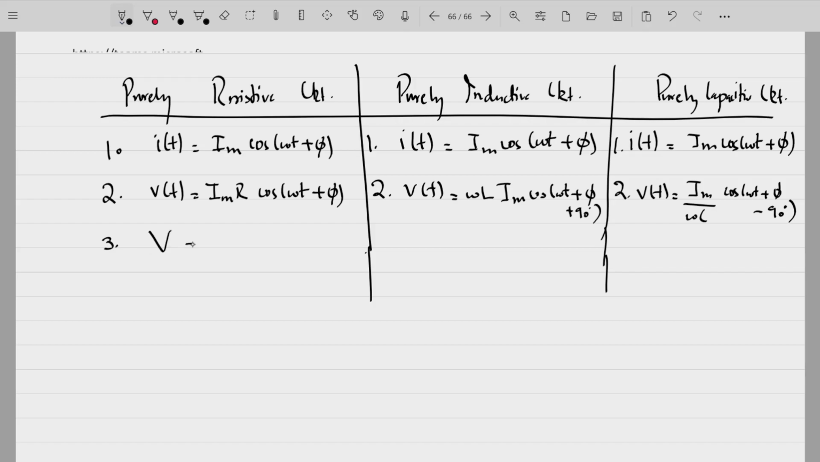In the phasor form, we have seen that V is equal to simply I into R. For the inductive case, V is equal to I into j omega L, and for the capacitive case V will be equal to I divided by j omega C. Okay?